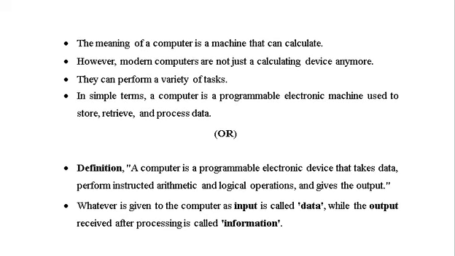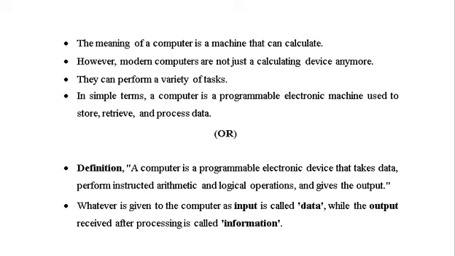Then what is a computer? The meaning of a computer is a machine that can calculate. However, modern computers are not just a calculating device anymore. They can perform a variety of tasks. In simple terms, a computer is a programmable electronic machine used to store, retrieve, and process data.